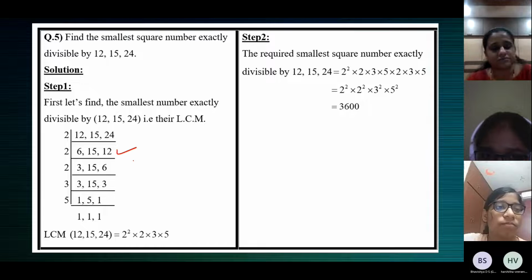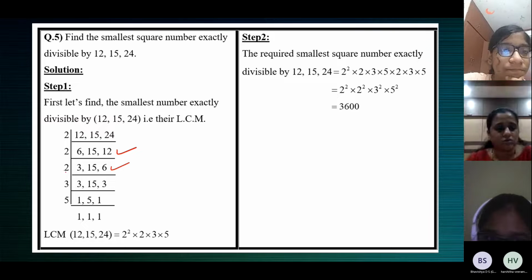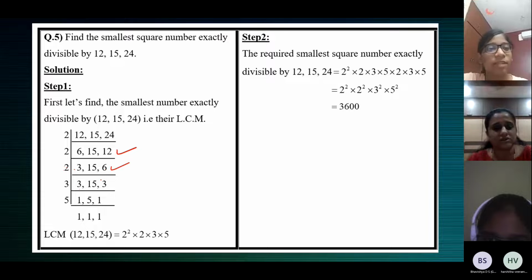Is this correct? Yes, ma'am. All these numbers are correct? Yes, ma'am. Okay, here. Ma'am, 3 is 2, no, ma'am. Write 3 as it is because 3 is not divisible by 2. Ma'am, under 6. Under 6, yeah, 2 3s are 6. Ma'am, 6 divided by 2 is 3.